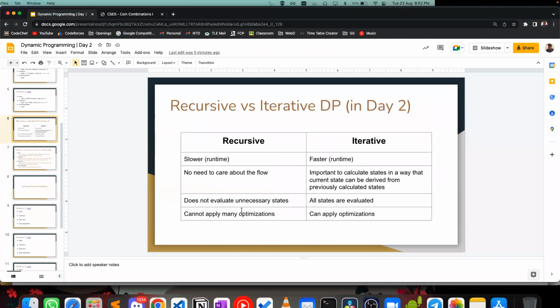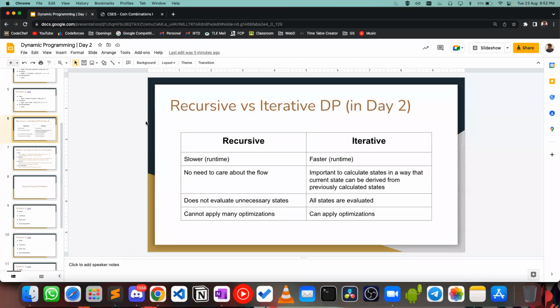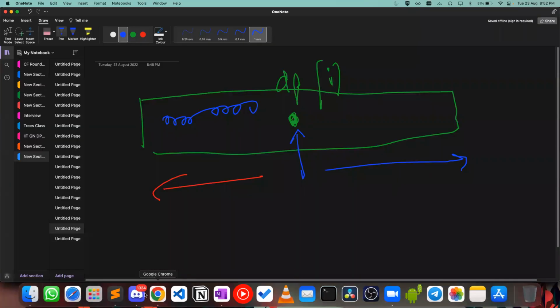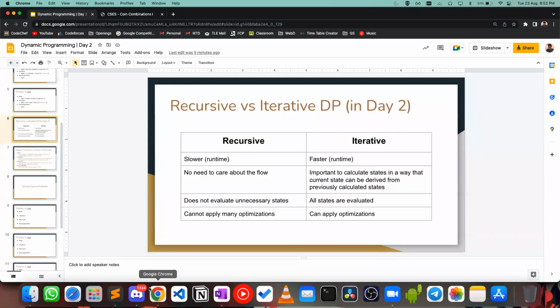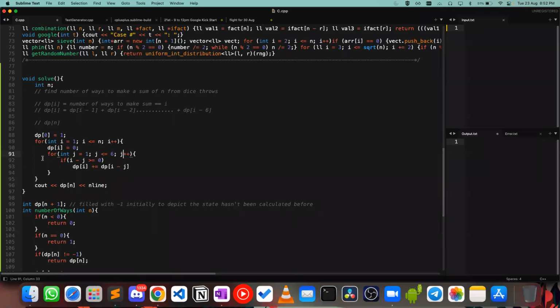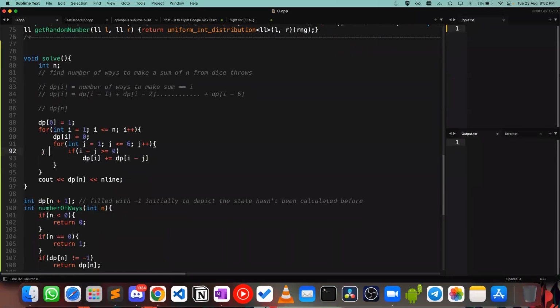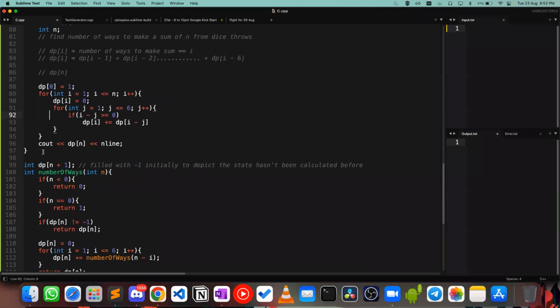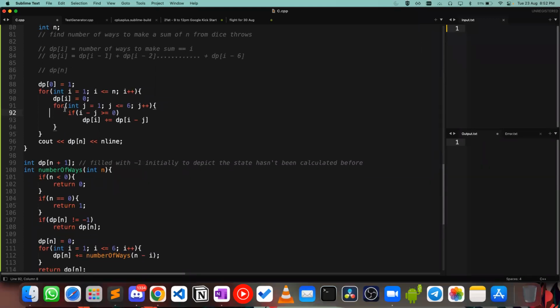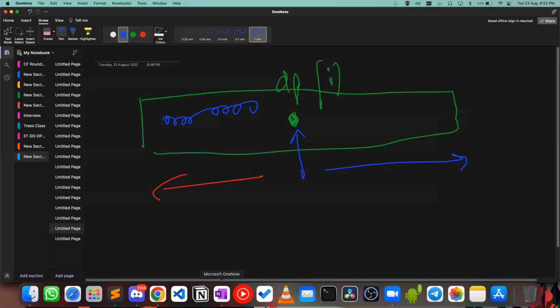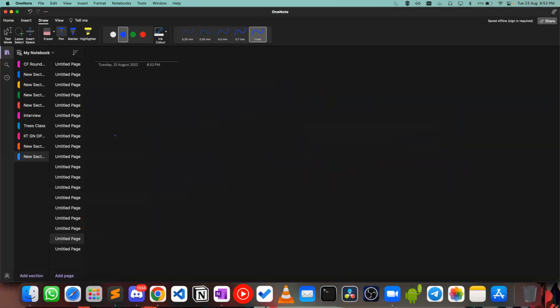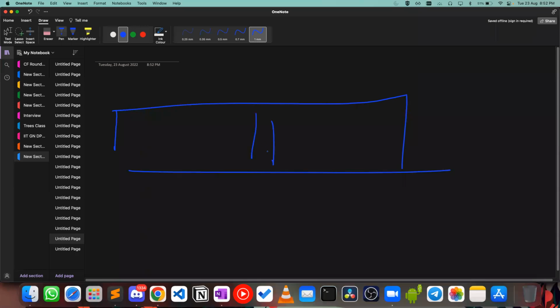All right, there is one more point in the difference between a recursive and an iterative solution, which is that you cannot apply optimizations in recursive code. So I'll give you one very simple optimization here, and you'll realize that you cannot use that optimization when it comes to recursive code. Okay, tell me one thing. When I'm saying DP of I, when I'm saying this is my, sorry, let's make some indices.